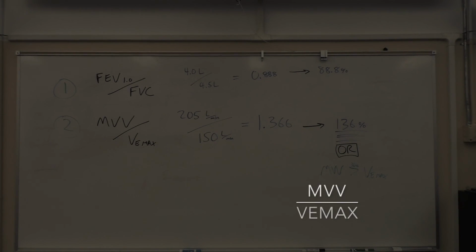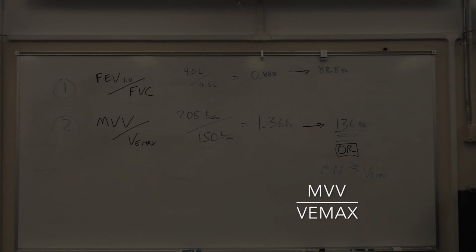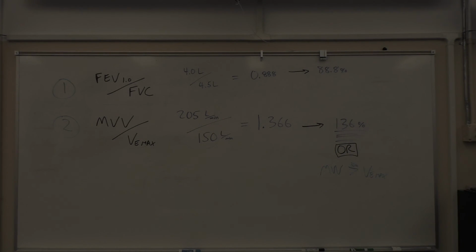With MVV over VE max, we're actually going to use the numbers I just suggested here, which is at VE max, it's the maximal amount of air being pumped in and out of the lungs during maximal intensity exercise when the person had to get off the treadmill or whatever because they could not possibly push themselves any further. That's 150 liters per minute. This is all hypothetical. But when they did the MVV test sitting down using a spirometer, it was substantially higher than that. That comes out to be 1.366 or 136%.